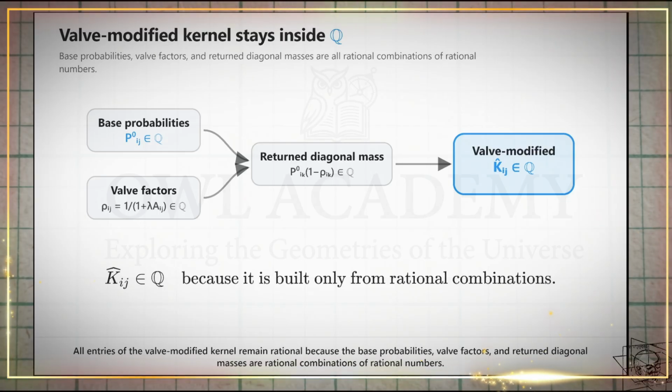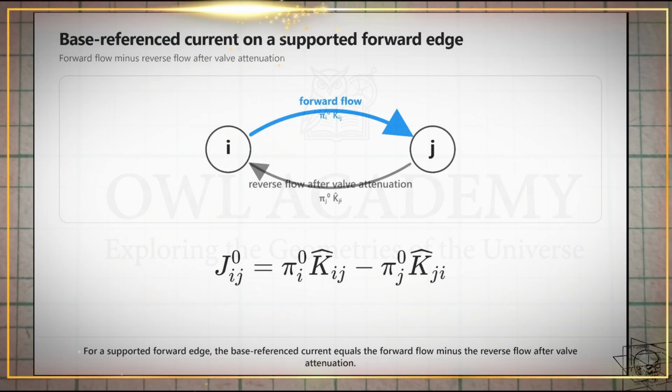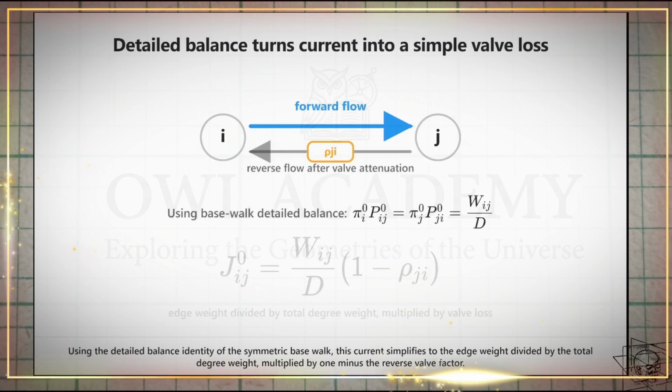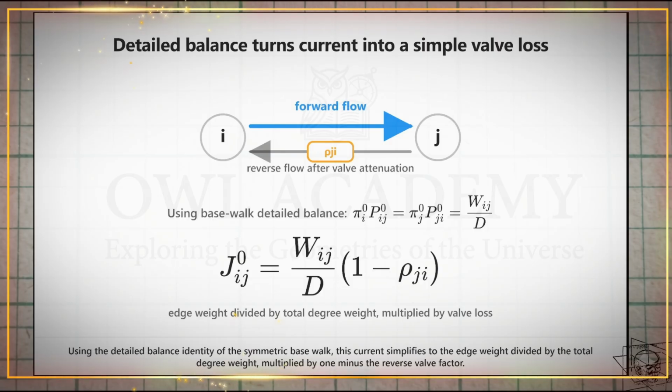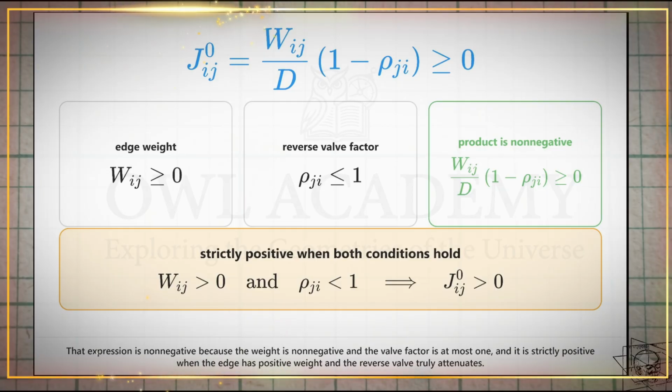For a supported forward edge, the base referenced current equals the forward flow minus the reverse flow after valve attenuation. Using the detailed balance identity of the symmetric base walk, this current simplifies to the edge weight divided by the total degree weight, multiplied by 1 minus the reverse valve factor. That expression is non-negative because the weight is non-negative and the valve factor is at most 1, and it is strictly positive when the edge has positive weight and the reverse valve truly attenuates.